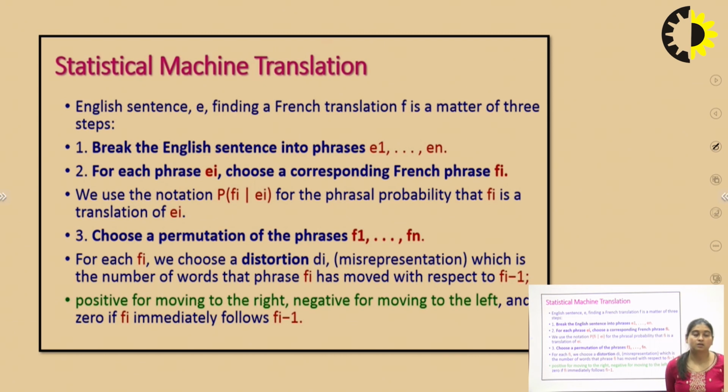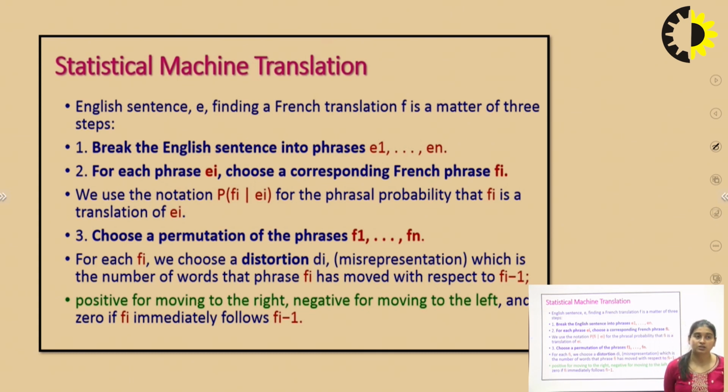Next, we have statistical machine translation. We have seen the machine translation systems, what steps are involved in them, and what difficulties are involved in them, and now we are going to see statistical machine translation. So let's start. Let's suppose that there is an English sentence E, and we are finding a French translation F. So English sentence is represented by E, and we want to find a French translation, that is F.